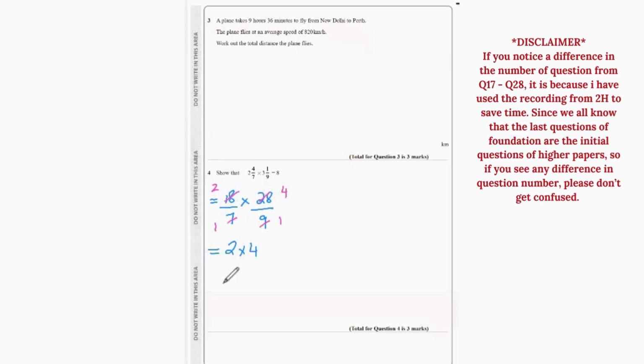2 times 4, and that's 8. We don't write 2 times 4 over 1 times 1 because 1 times 1 is 1, and in every whole number we have a denominator of 1, but we don't always write it. So we just write 2 times 4, and that's 8. And that's exactly what the question was asking us to prove, that when you multiply the two mixed numbers, your result should be 8.